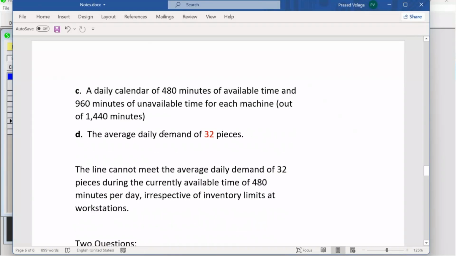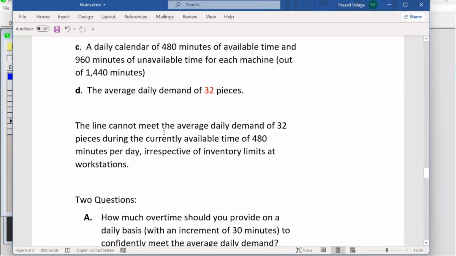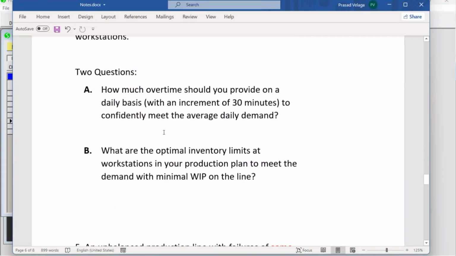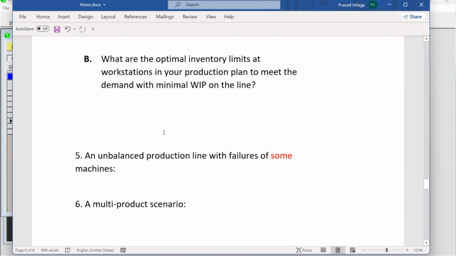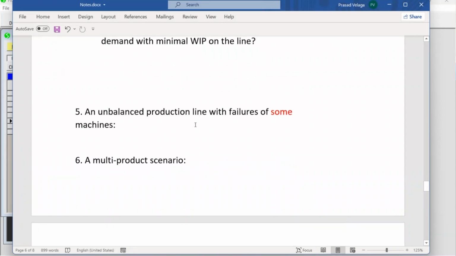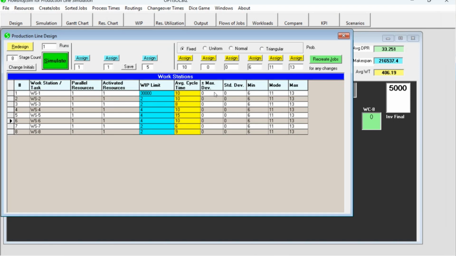So next, these questions we answered: an unbalanced production line with some machine failures, not all. So let us consider that scenario. Let me set this.